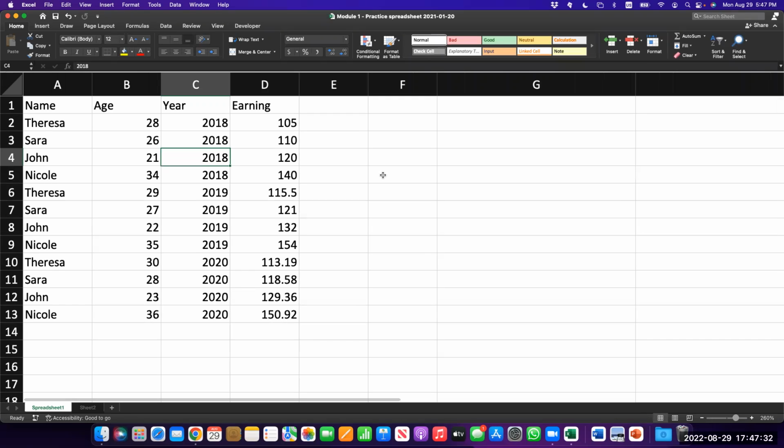So let's say Teresa, Sarah, John, Nicole, they sold something. I don't know what they sold. Newspapers, Bitcoins, I don't know. So you basically have these entries, and this is how you will encounter data in real life. There are two formats. There's something called a wide format, where you have, for example, 2018, 2019, 2020, 2021, 2022. So in the wide format, each year becomes one separate column.